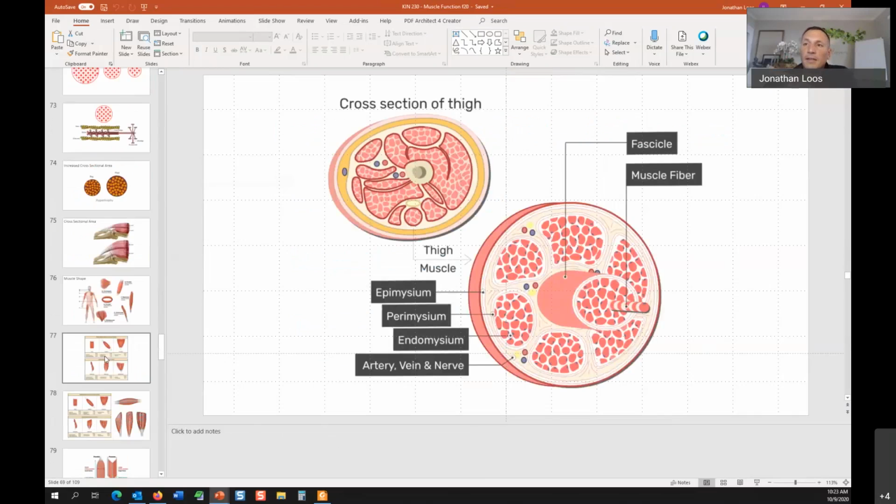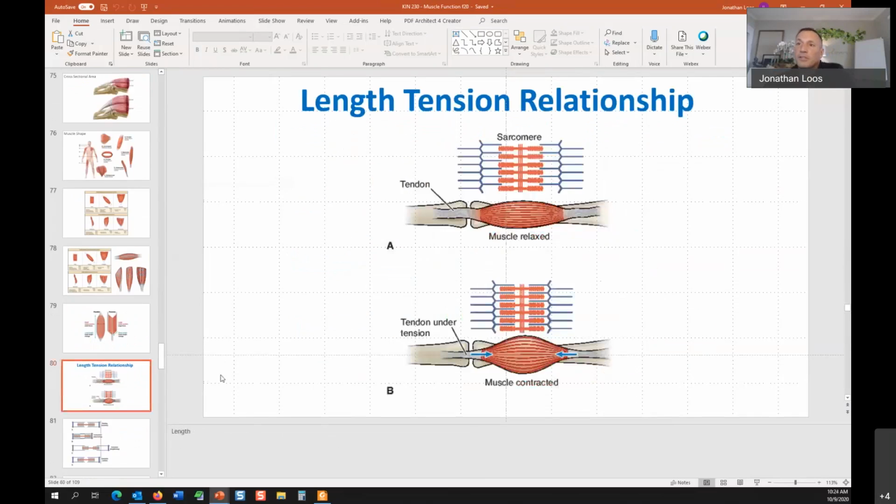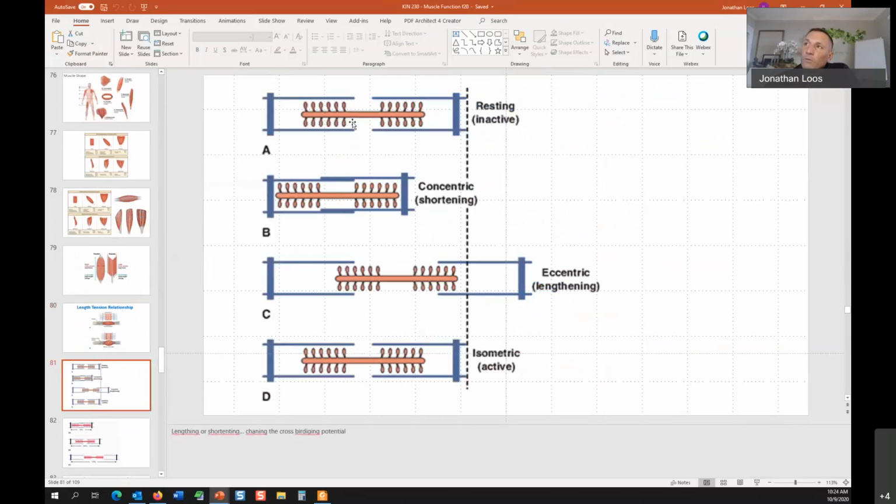When we look at the length tension relationship, we know that we're strongest in mid range and we're weaker in shortened position or lengthened position. And what you'll see a lot of times in rehabilitation or sticking points is contractions done, isometrics done in a shortened position.